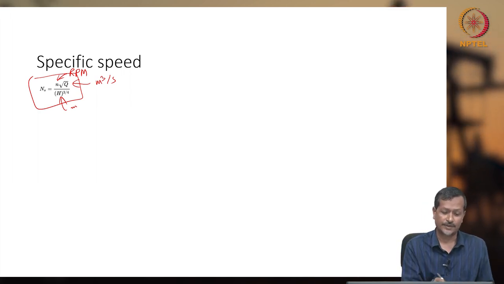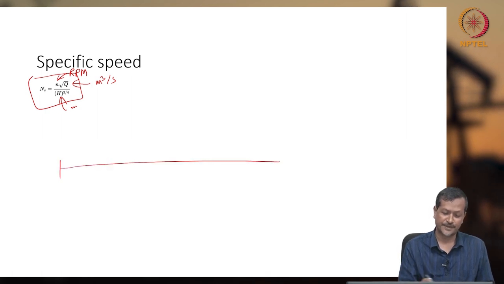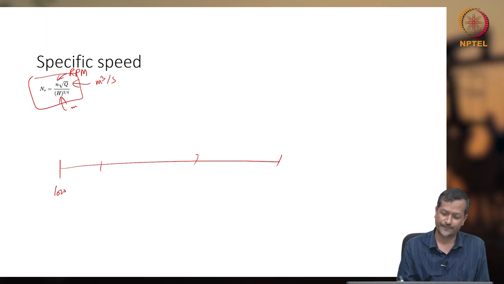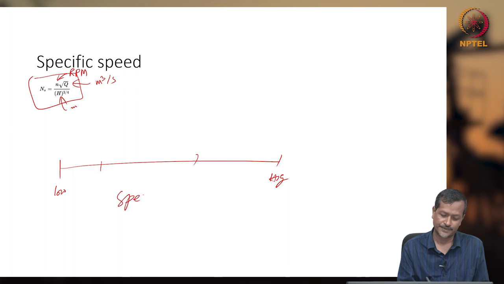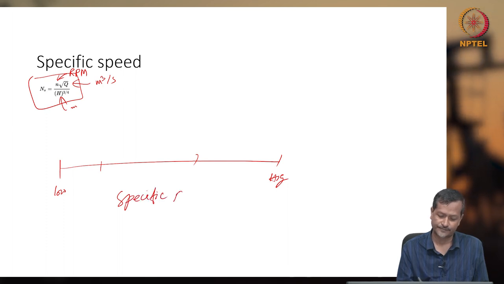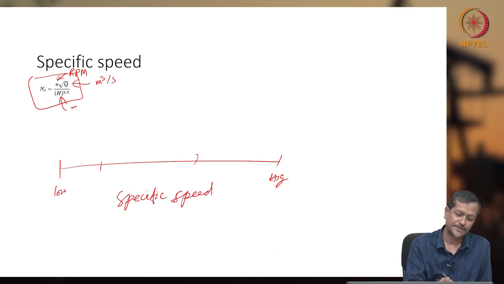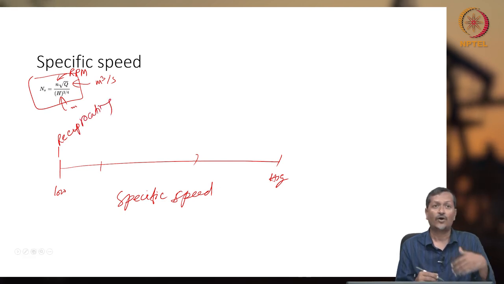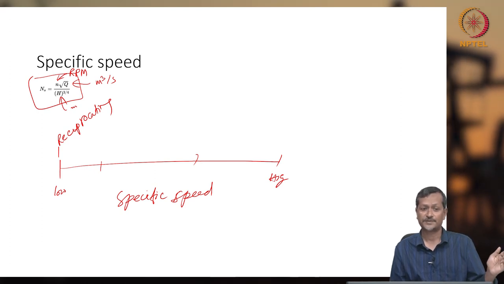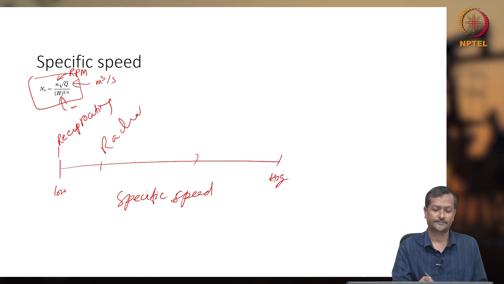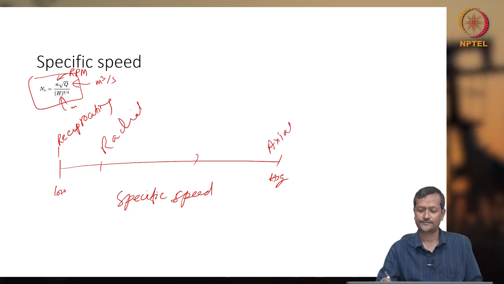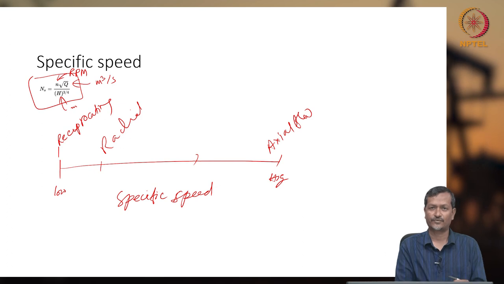If I draw one line for specific speed, exact values we have to check from books. Some values will be there, a, b, c, d. Very low specific speed will be like reciprocating pumps; reciprocating or positive displacement type pumps will have very low specific speed. Then comes radial flow impeller. Then for very high flow rate you need axial flow impellers, axial flow rotating machine.